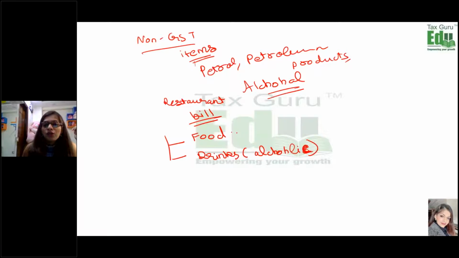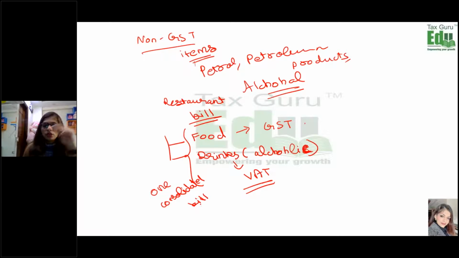What happens is that food attracts GST, but drinks attract VAT. It is not covered by GST. If you take one consolidated bill, what they will do, they will charge 100 rupees on food. Let's suppose you have taken food for 100 rupees. You have taken again drinks for 200 rupees. And VAT on drinks, I don't remember exactly the rate for VAT. I'm taking it as 20%. 40 rupees is VAT.